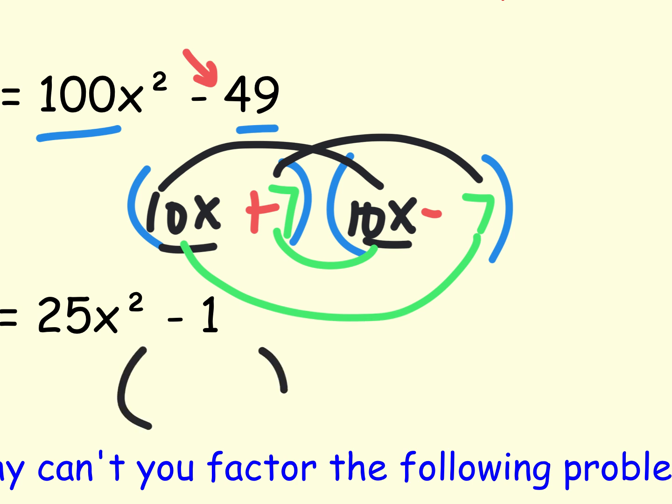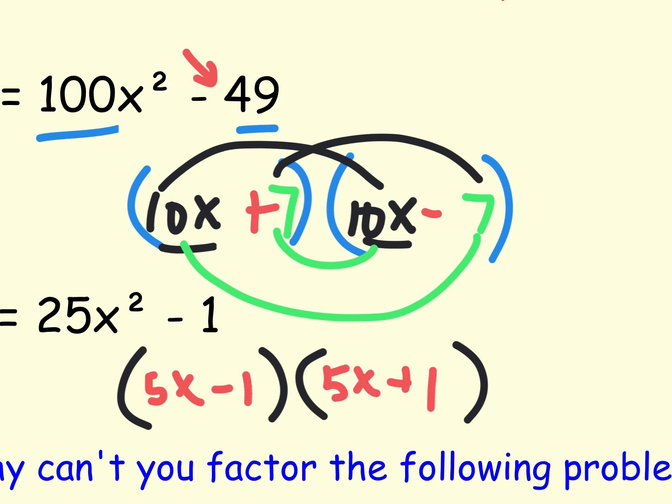All right, if you really get that, you should be able to do this one easy. Mark, I bet you already got it. Sorry, I actually thought you already had it, but maybe not. Do you already have the answer? Yeah. Oh, go ahead. 5x minus 1 and then 5x plus 1. There you go. That's it.